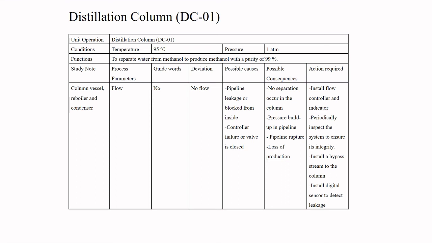Okay, we move on to the distillation column. The study notes for the distillation column are column vessel, reboiler, and condenser. The process parameter is flow. For deviation, no flow, the possible causes are pipeline leakage or blockage inside, controller failure, or valve is closed. The possible consequences are no separation occurring in the column, pressure build up in the pipeline, or loss of production. The action required is to install a flow controller and indicator, periodically inspect the system to ensure its integrity, and other solutions.